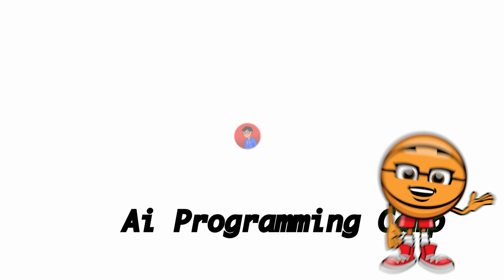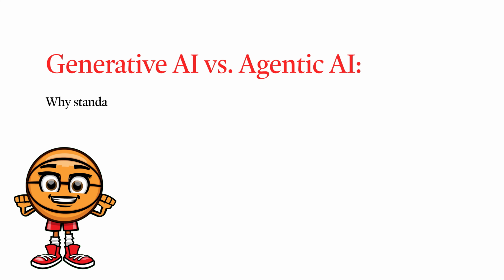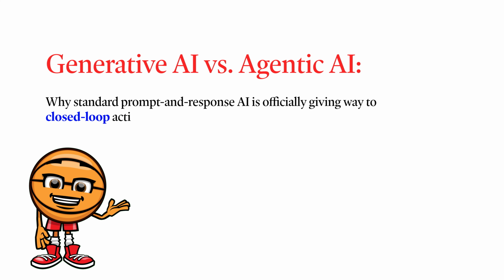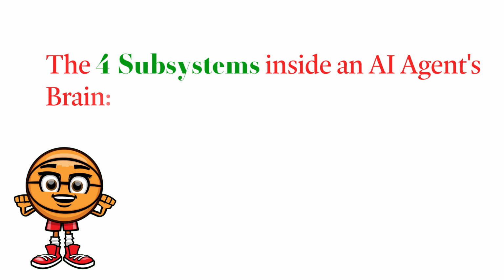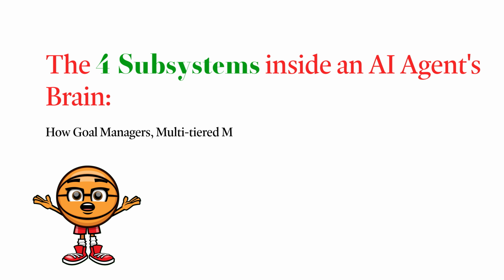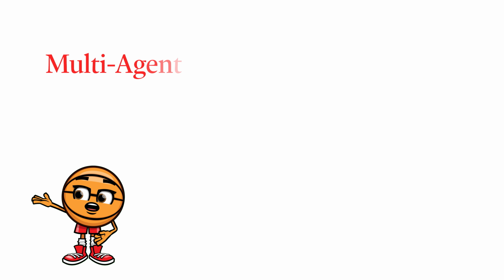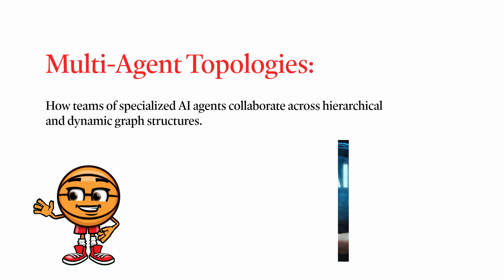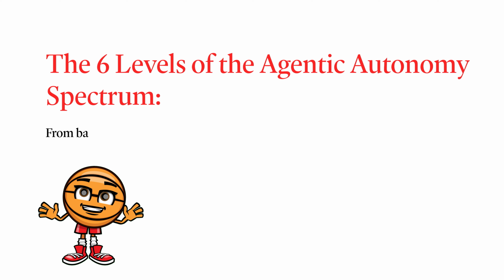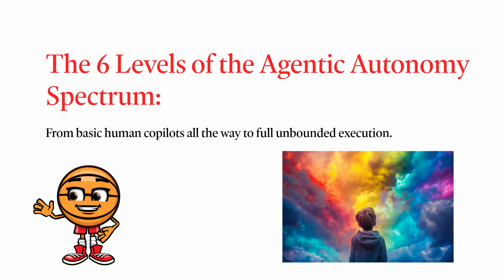Here's what we're tackling today. First, generative AI versus Agentic AI. Why standard prompt and response AI is officially giving way to closed-loop action engines. Second, the 4 subsystems inside an AI agent's brain, how goal managers, multi-tiered memory, tool routers, and verifiers work together. Third, multi-agent topologies, how teams of specialized AI agents collaborate across hierarchical and dynamic graph structures. Fourth, the 6 levels of the agentic autonomy spectrum, from basic human copilots all the way to full unbounded execution.